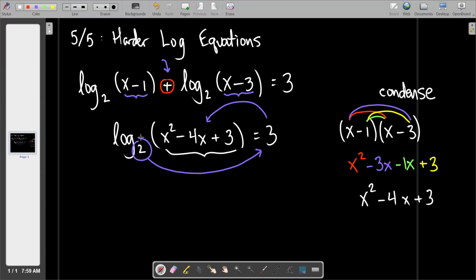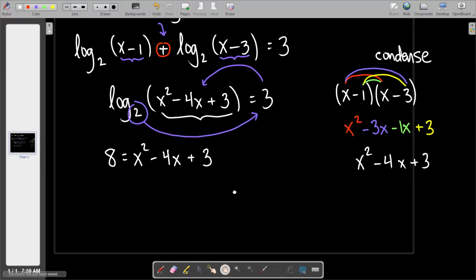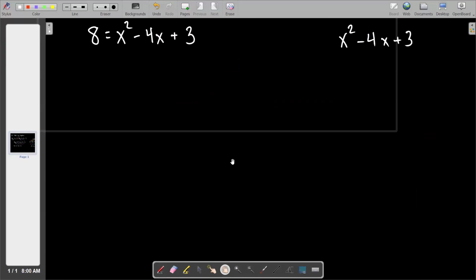So having said that, if I raise the 2 to the power of 3, what do I get? I get 8. So I say that 8 is equal to x squared minus 4x plus 3. And I'm going to scroll up in just a second, so make sure you're good to go. You generally don't want to try to solve log equations. What you want to do is turn them into exponential equations and then solve them from there. So I'm going to scroll up and away, leaving on the screen now only a quadratic equation, which we should be pretty adept at solving, I would think, by this point.